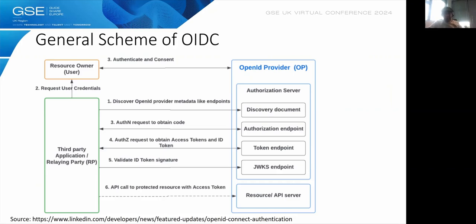You have a discovery document where you can see the different endpoints, what services are provided by the OpenID provider. You have a token endpoint, you have an authorization endpoint. The token endpoint is primarily used when you get the token and you want to validate whether it is a valid token. So you send the token to the token endpoint, and you get the response whether the token is a valid authenticated token or it's a false token, and so on and so forth.